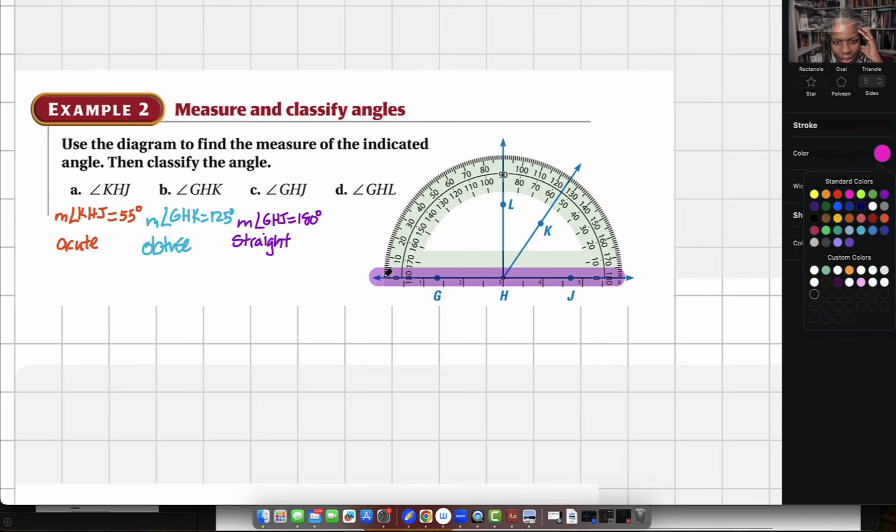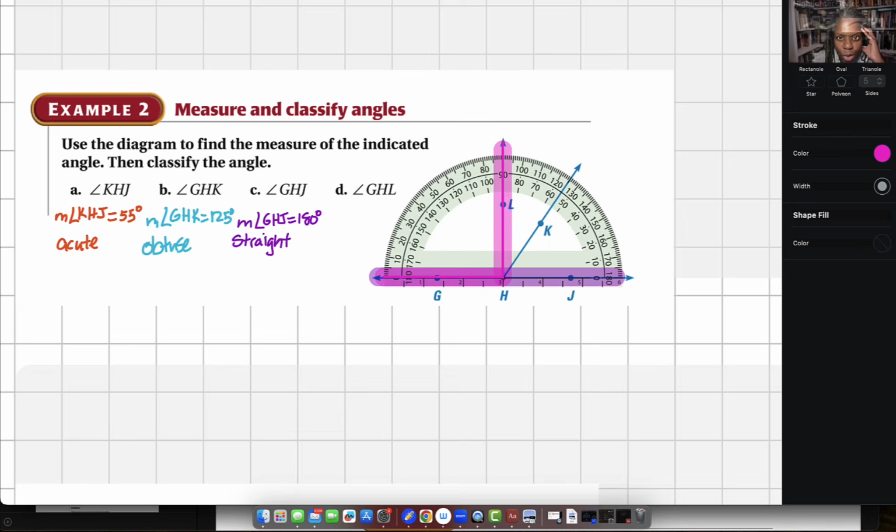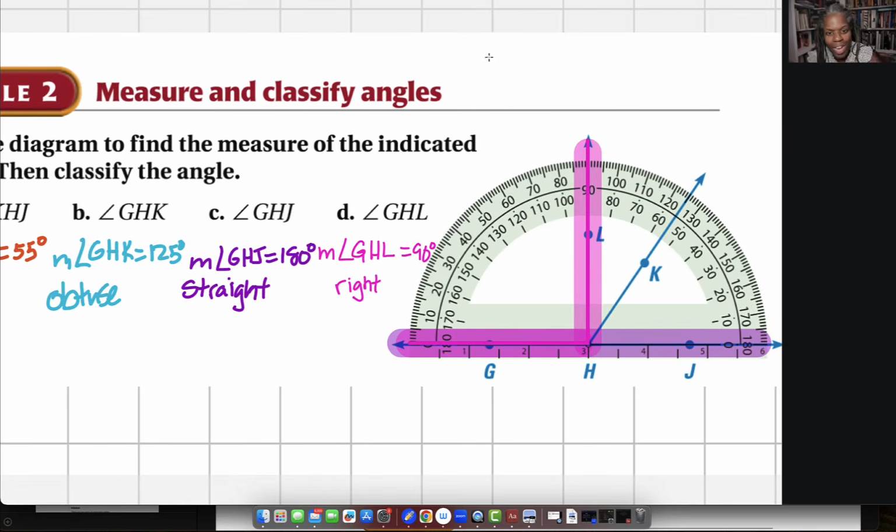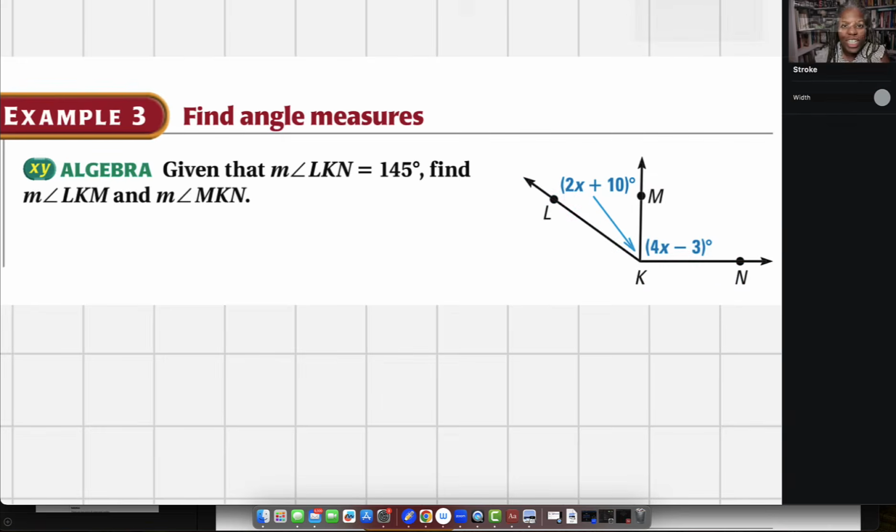And so the final angle we're looking at is angle GHL right here. And I think all of you know exactly what kind of angle we're dealing with here. I've got it highlighted in pink. This angle is a right angle. We can see it from 0 all the way up to 90 degrees. And let's get that information written in here. And that's how we would write the measure of angle GHL. Let's go ahead and take a look at the next example. So here in example 3, what we're going to do is find out some information about our angles.